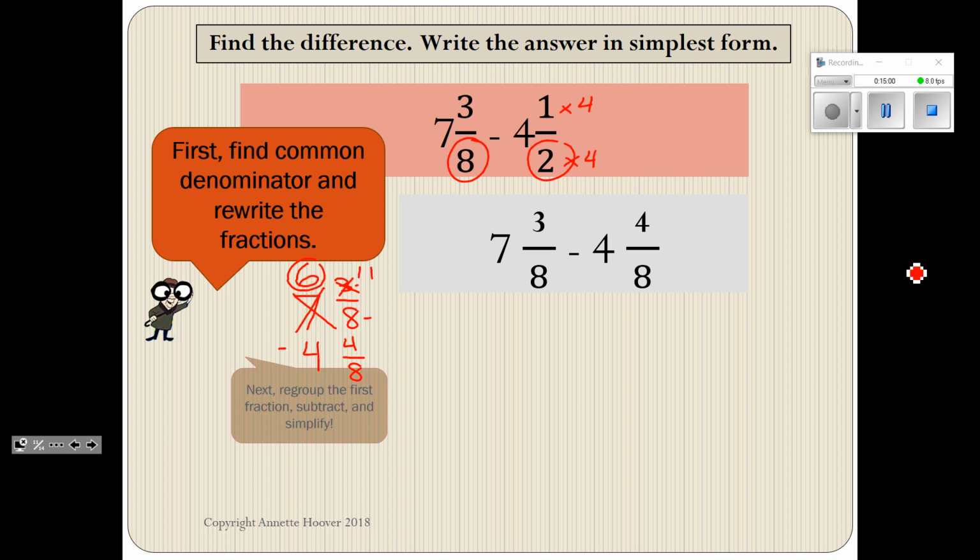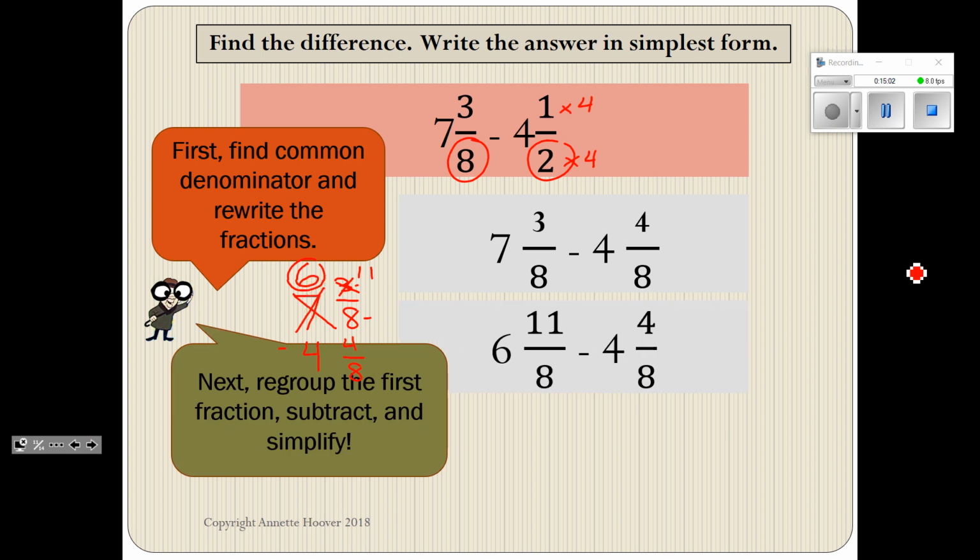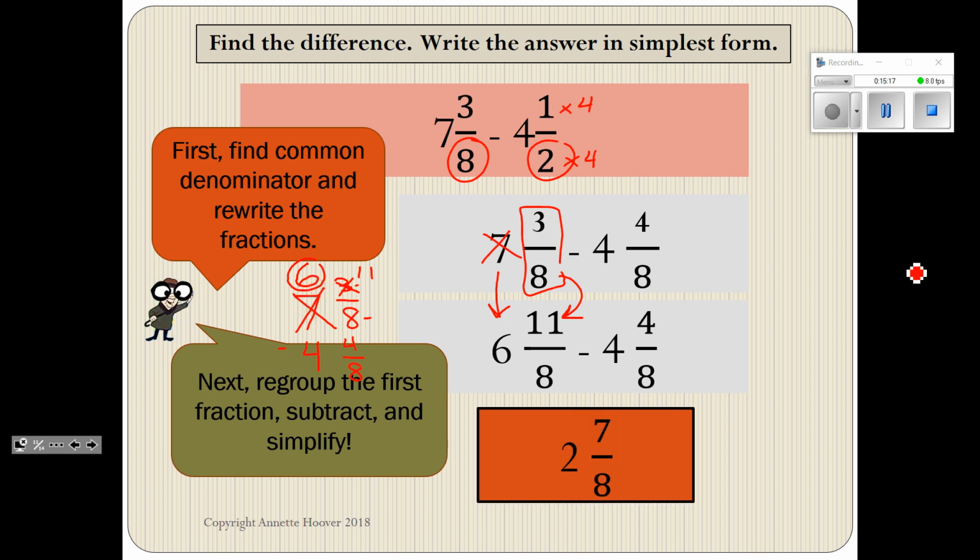To me, that's easier to visualize when I do it vertical, but you can do it horizontal. There it is. So we took away a whole, made it 6. We added these two together. It became the numerator and kept the denominator. Now we have 6 minus 4, which is 2. And then we have 7 minus 4, which is 7. So 2 and 7/8.